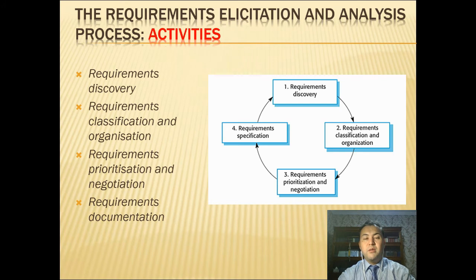Second, requirements classification and organization. This activity takes the unstructured collection of requirements, groups related requirements, and organizes them into coherent clusters. Third, requirements prioritization and negotiation. Inevitably, where multiple stakeholders are involved, requirements will conflict. This activity is concerned with prioritizing requirements and finding and resolving requirements conflicts through negotiations.